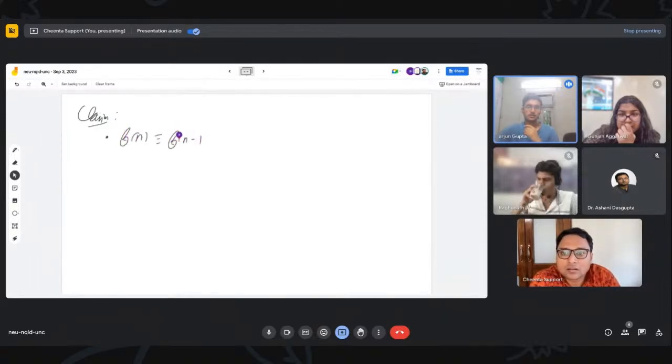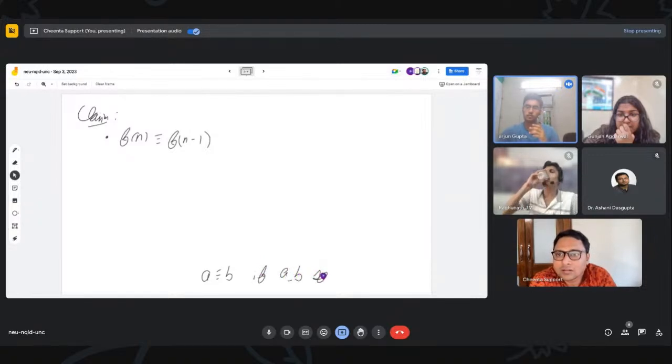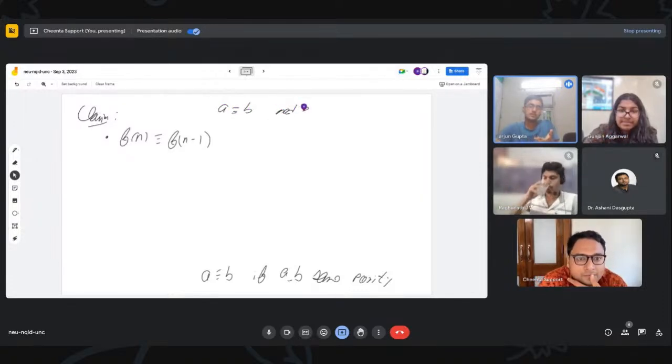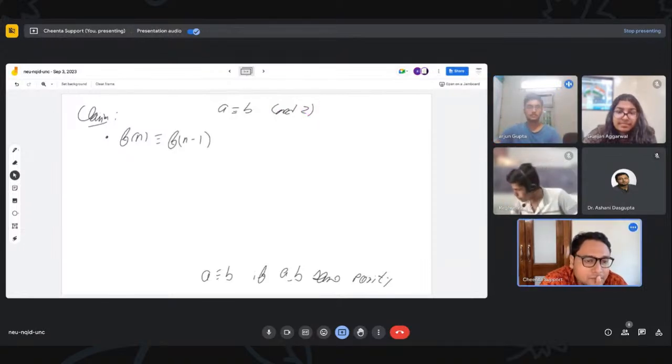Also, let me define this congruency sign. I'll say A is congruent to B if A comma B have the same parity, like if A comma B are both odd or both even. This is not a standard notation, but I'm defining this notation for this specific question to make our life easier. In general, we have to say A is congruent to B modulo something, like we always have to write which mod it is, but I'm not writing mod everywhere.